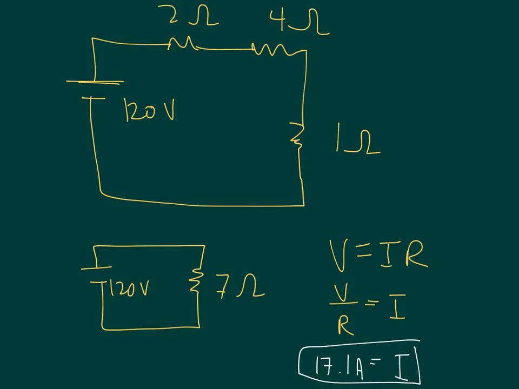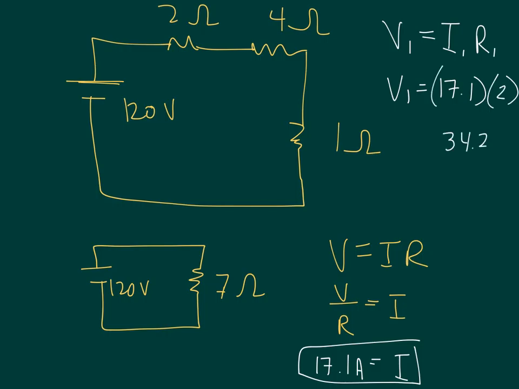So for resistor number 1, it's 2 ohms resistance. If the resistance is 2 ohms, that goes in for R right here. If the current is 17.1, that goes in for I. And you can find the voltage across the first resistor. Again, voltage across the first resistor is the current across the first resistor times the first resistor itself. As a result, the current is the same for all of these elements. The resistance is what varies. 34.2 volts.